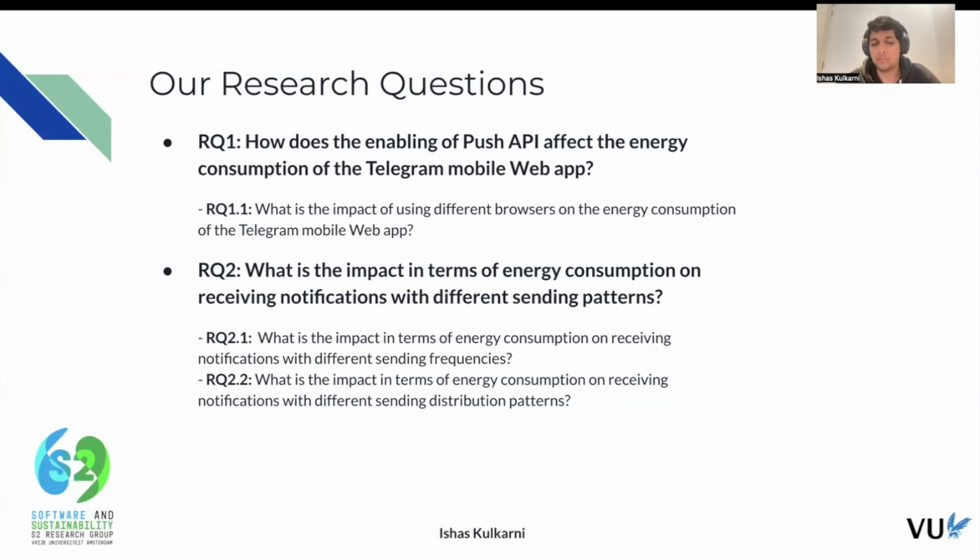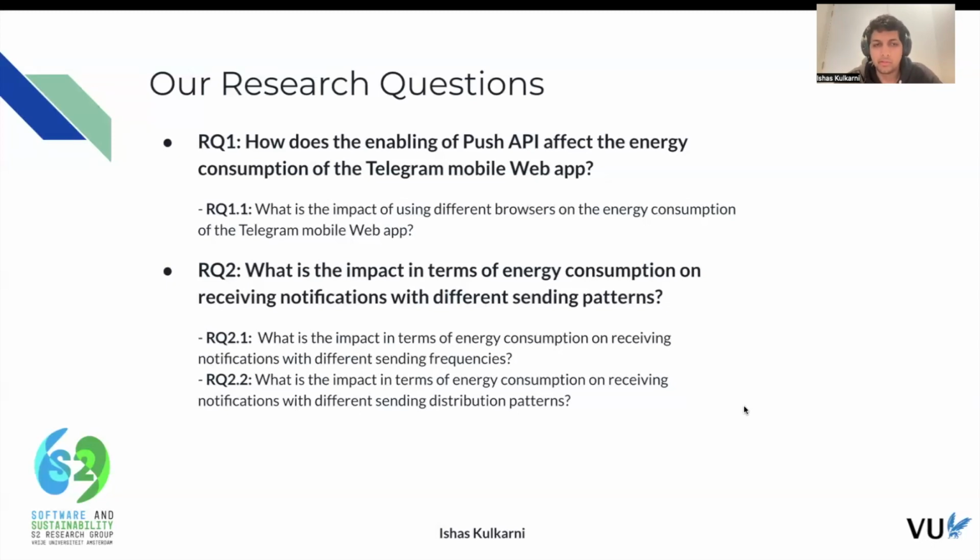Next, we have our research question 2, which is mainly: what is the impact in terms of energy consumption of receiving notifications with different sending patterns? The sub-questions for this research question are: what is the impact in terms of energy consumption of receiving notifications with different sending frequencies? This could be messages sent in different frequencies, such as, for example, 5 messages per minute or 30 messages per minute or 0 messages per minute.